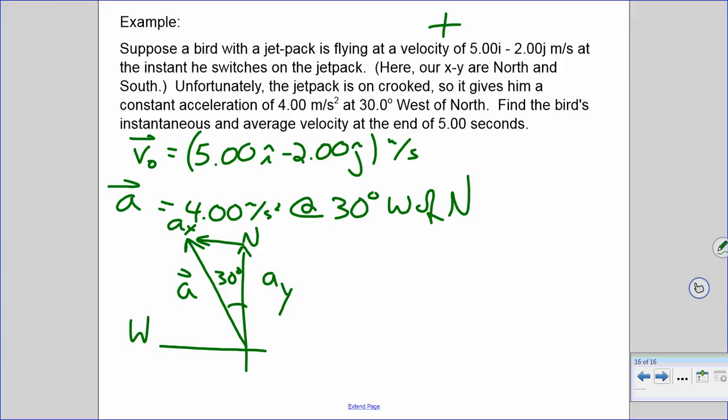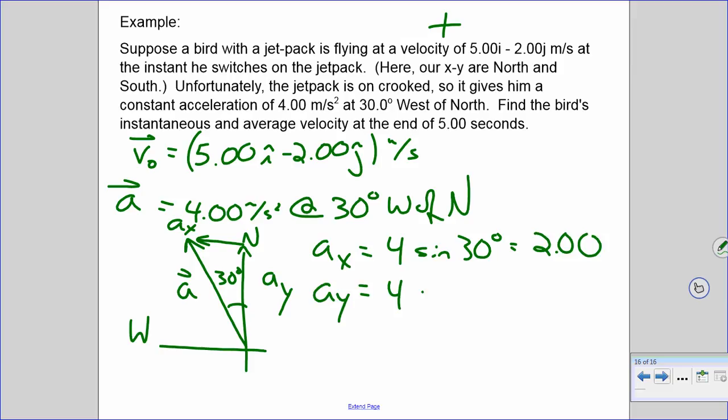Northwest, right? Cool. So AX is going to end up being 4 times the sine of 30, which is just 2. And AY is 4 times the cosine of 30. Please notice, Alex is about to ask something. Since it's going west, is it negative? Yes, thank you. Yeah, 100%. I was going to put my negatives on at the end.